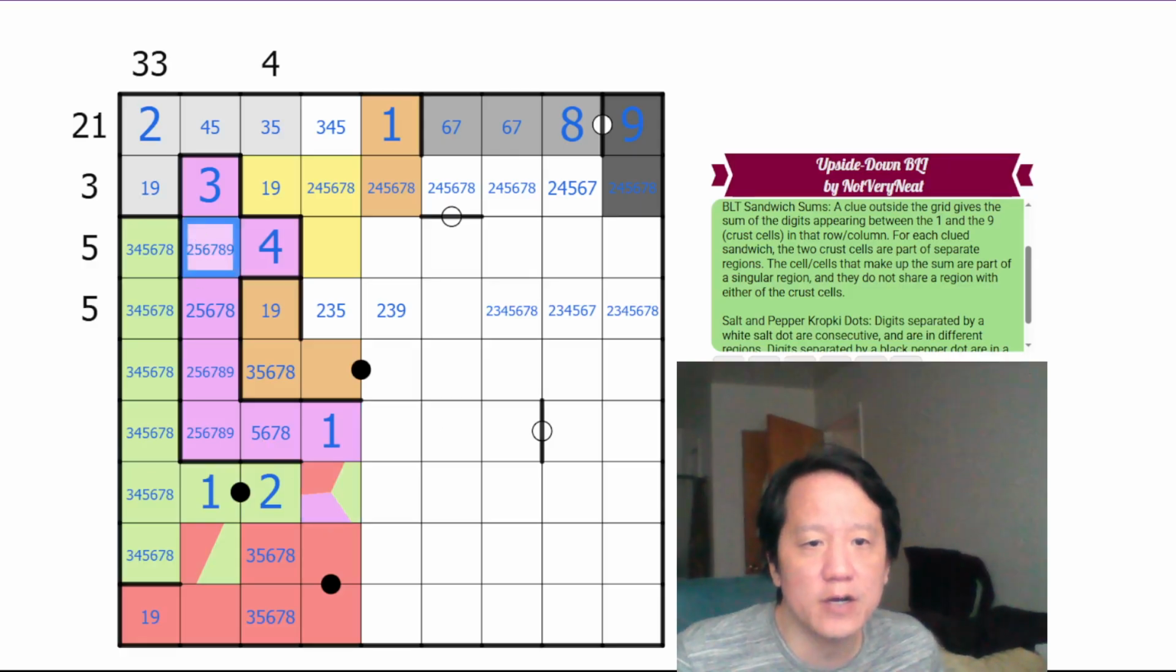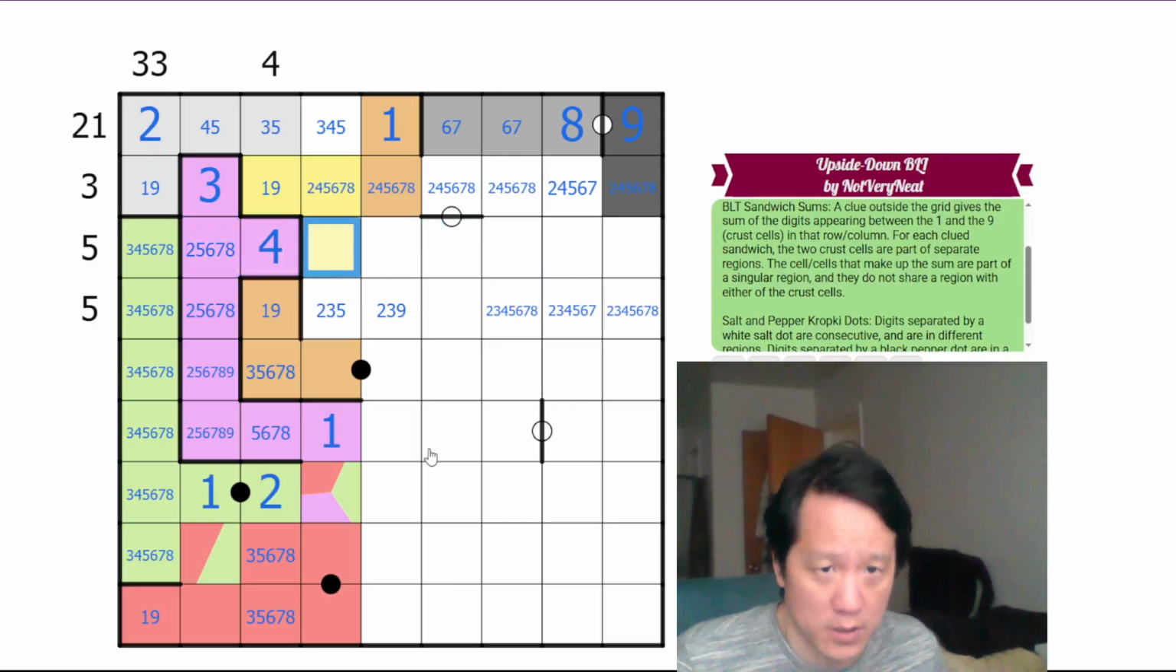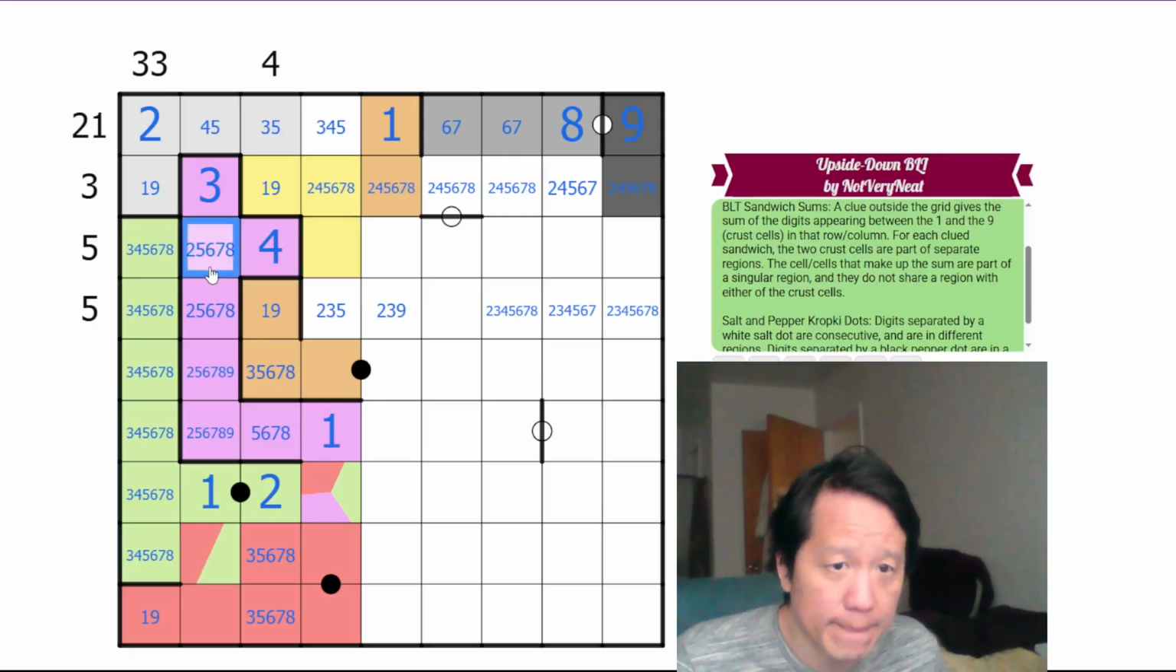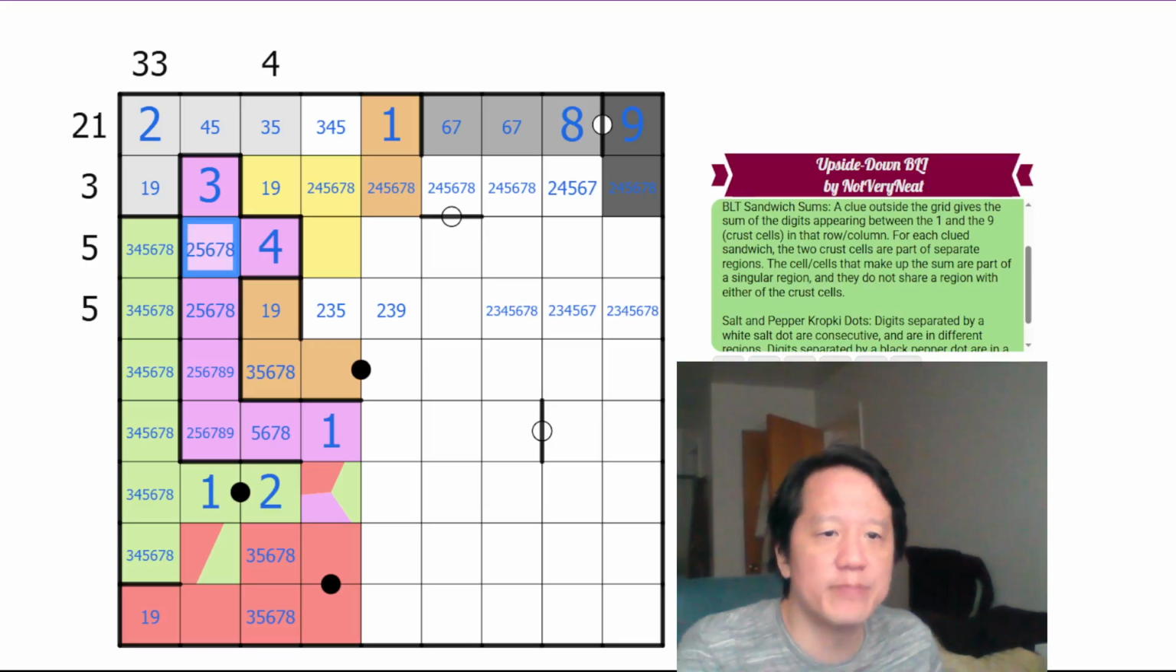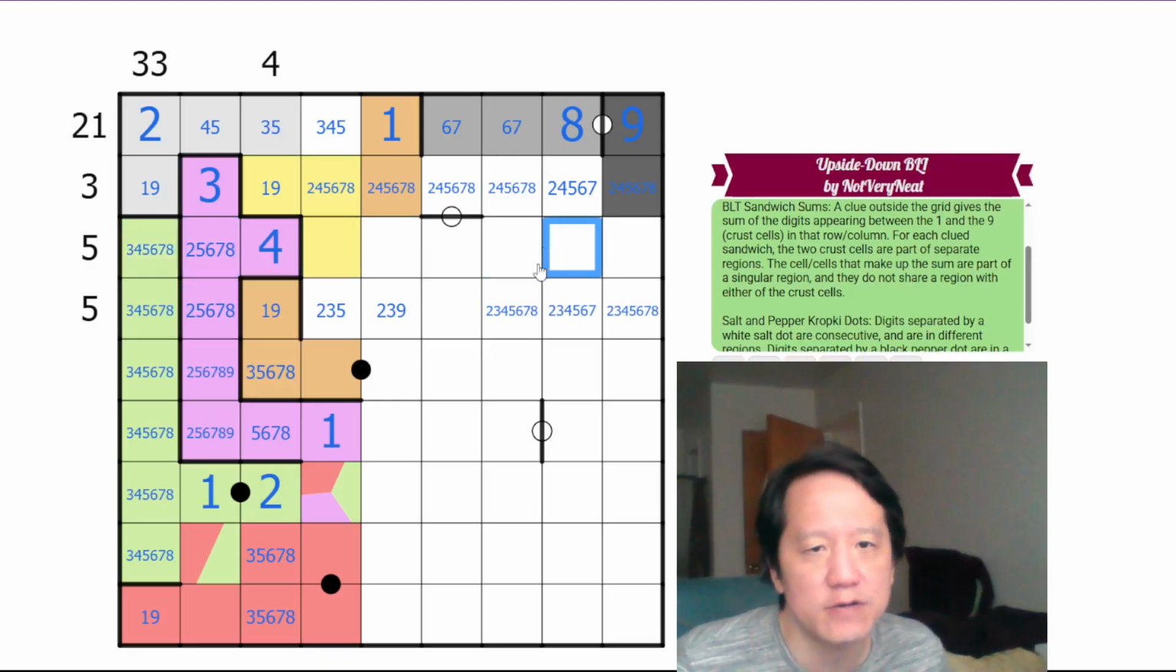This can't be 9, because 5 has to be between the 1 and the 9 here. These can't be 5 for that same... oh, wait. You could have 2 and 3. You could have 2 and 3 between the 1 and the 9. Okay.